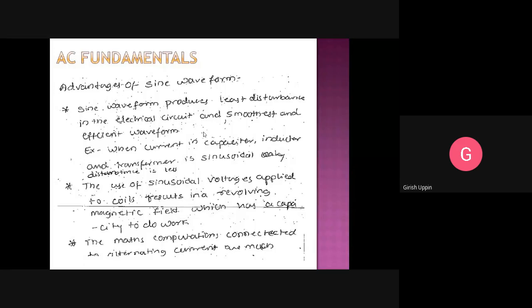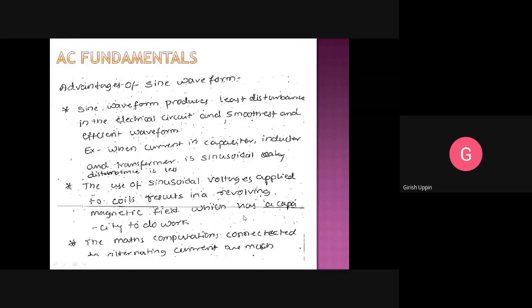The use of sinusoidal voltages applied to coils results in a revolving magnetic field which has a capacity to do work. This one we will see in the three phase. When we apply a three phase alternating voltage to a three phase coil, it will create a revolving magnetic field, and the revolving magnetic field has a capacity to do work. It has a potential that can be utilized as a way to generate voltage, generate power. This we will see later when we talk about the three phase.